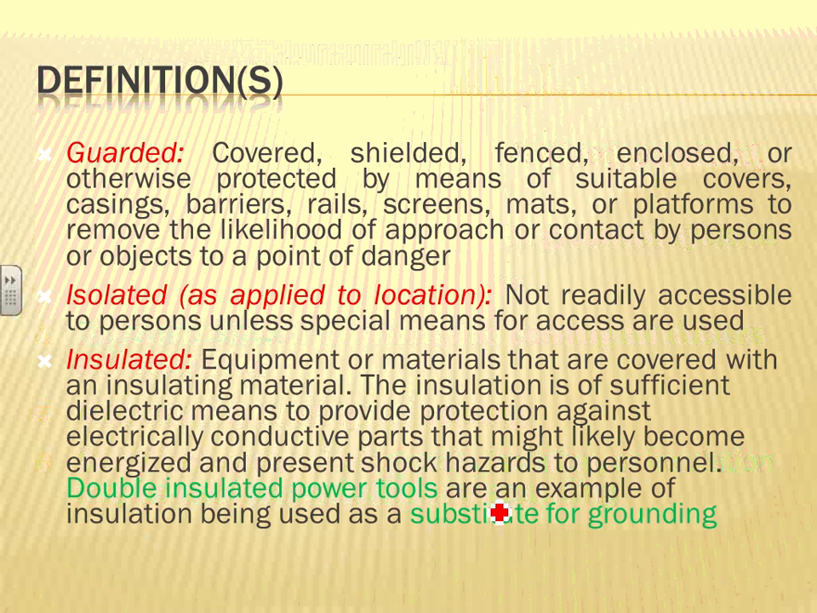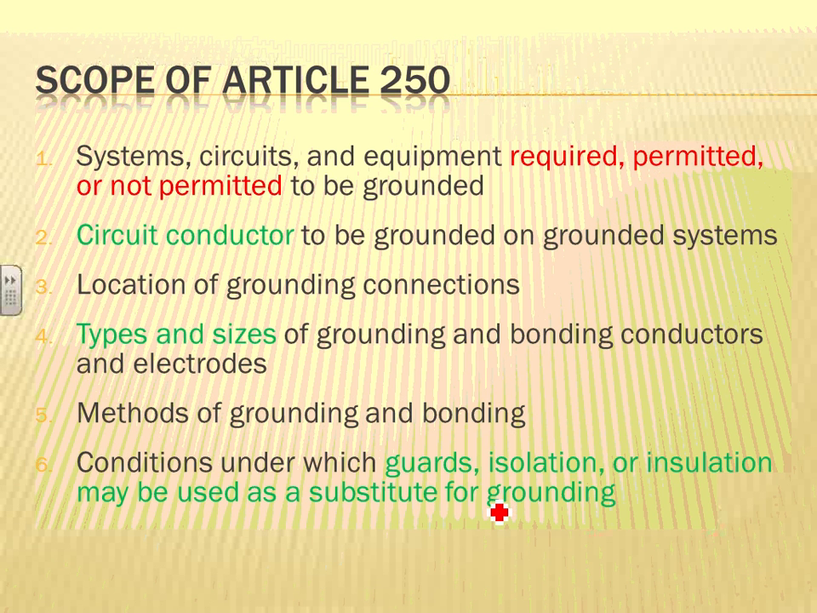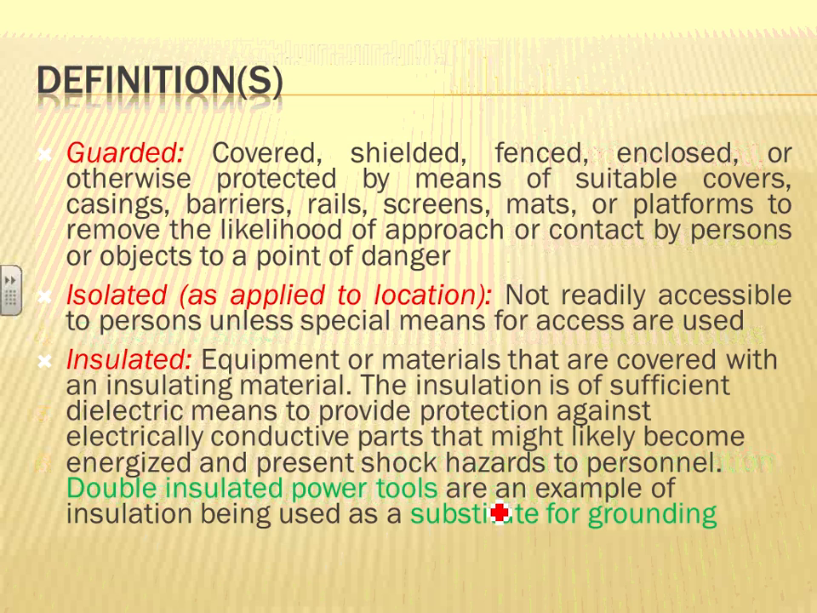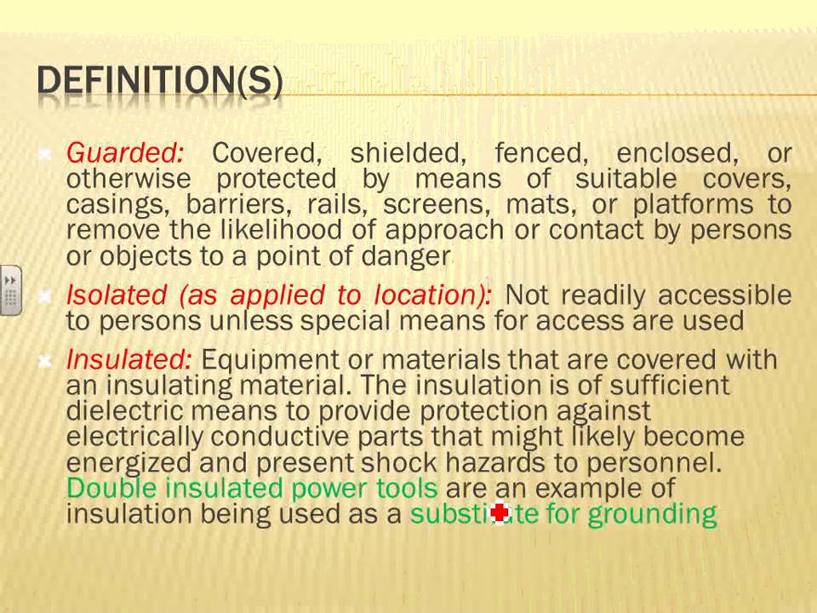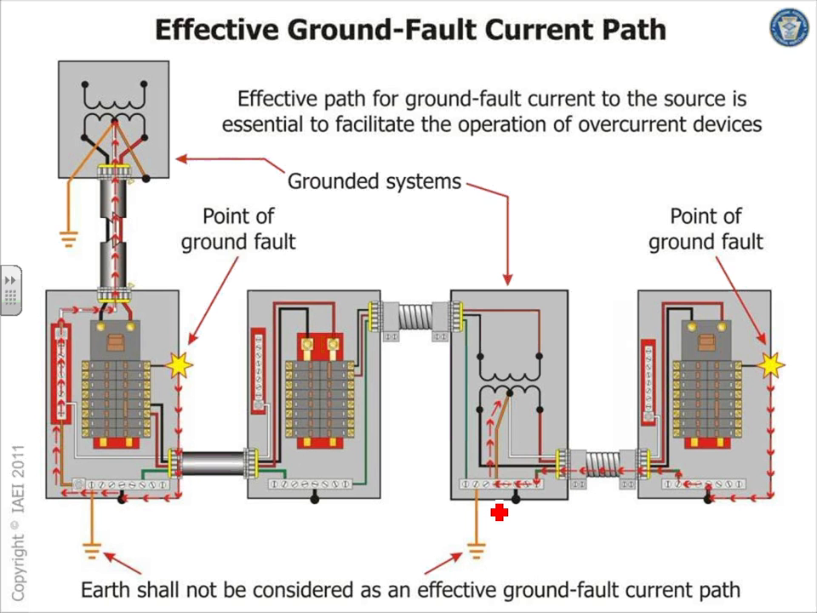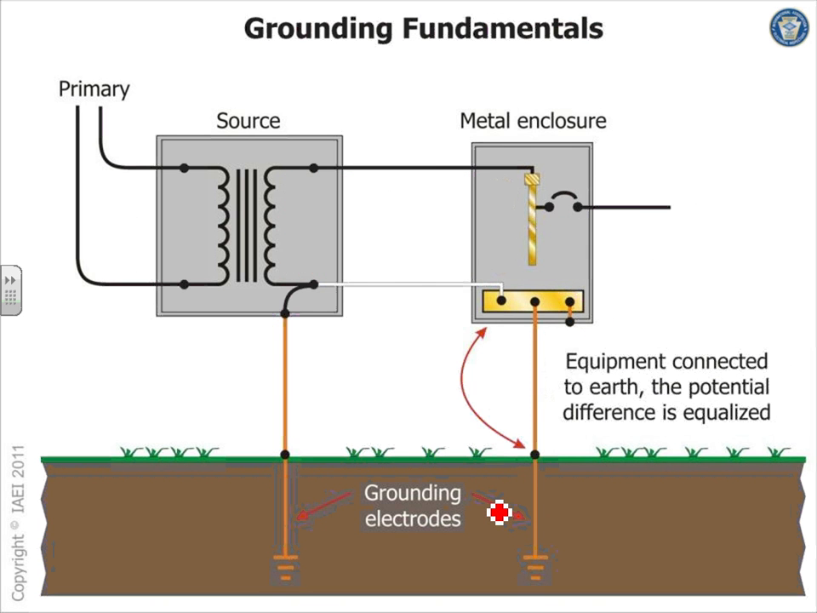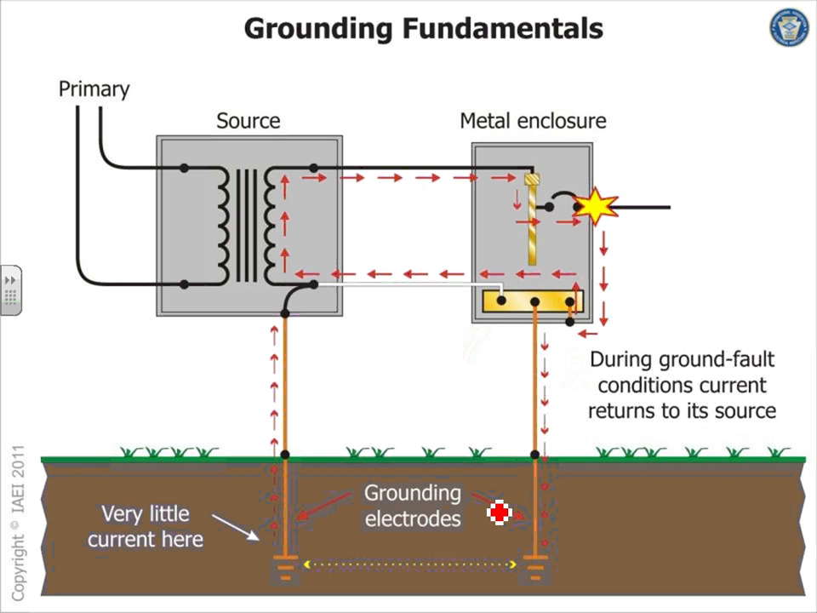So I'm just going to jump through these. Circuit conductor type, size, required, permitted, not permitted. The code talks a lot about which ones need to be grounded and which not. I'm going to go to these because they're a really interesting concept. So let's go to the ground fault. Ground fundamentals. If you have a ground fault, this is an interesting picture. The picture is really cool.